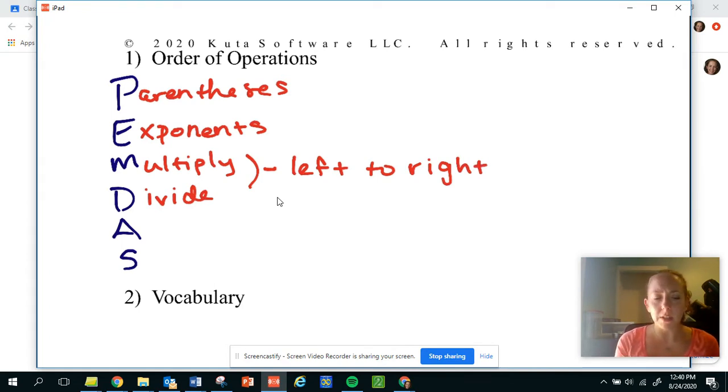And then last is going to be add and subtract. You're going to follow the same thing there. They go together. Technically, you don't have to add before you subtract or subtract before you add. Both of those go together and you just go from left to right.